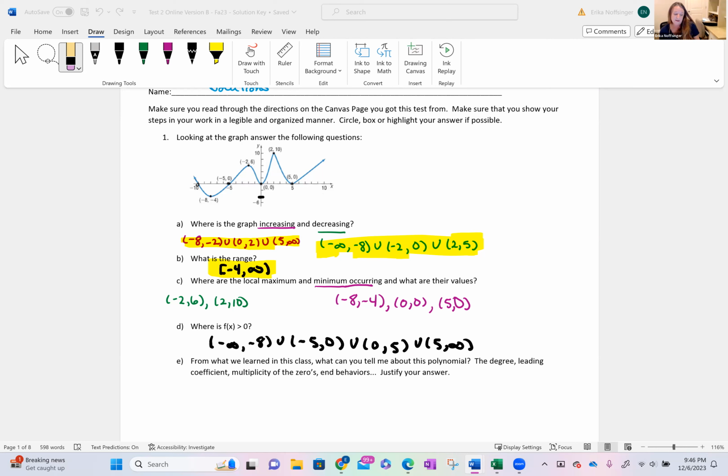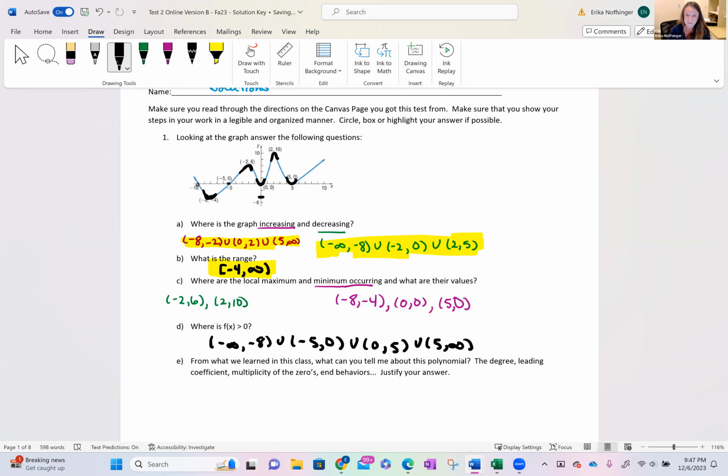So we know that the maximum or the degree has to deal with the number of turns there are in the graph. And so looking at the number of turns, so where we're changing from increasing to decreasing or decreasing to increasing. So right here, we're going from decreasing to increasing. There's one change. Here from increasing to decreasing, there's another change. Decreasing to increasing, another change, change, change. So we have 1, 2, 3, 4, 5 changes.